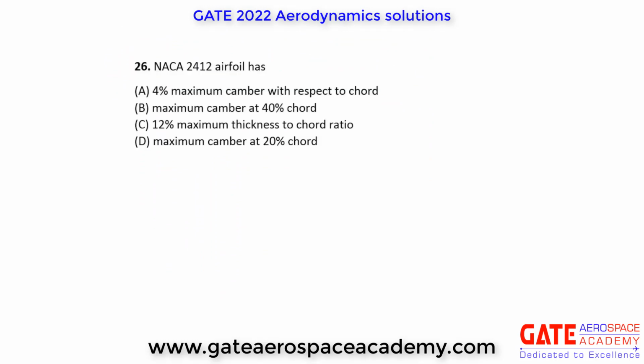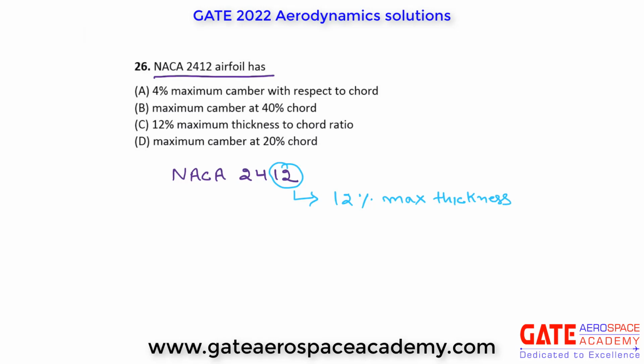Question number 26. The NACA 2412 aerofoil is a 4-digit series. For the 4-digit series, the last two digits give us the maximum thickness in terms of the percentage of chord. So 12% maximum thickness. It is 12% of chord, correct?